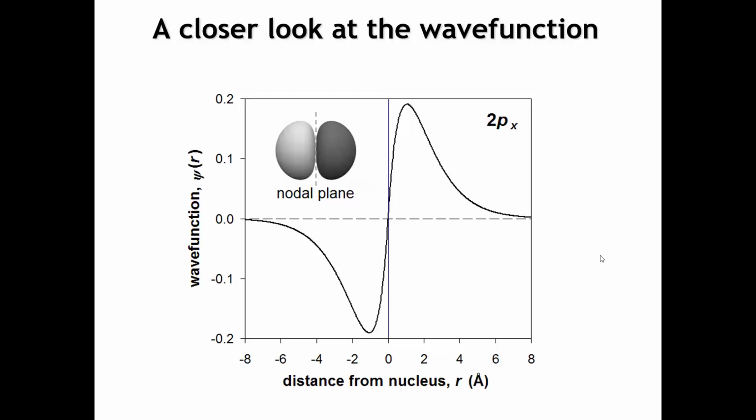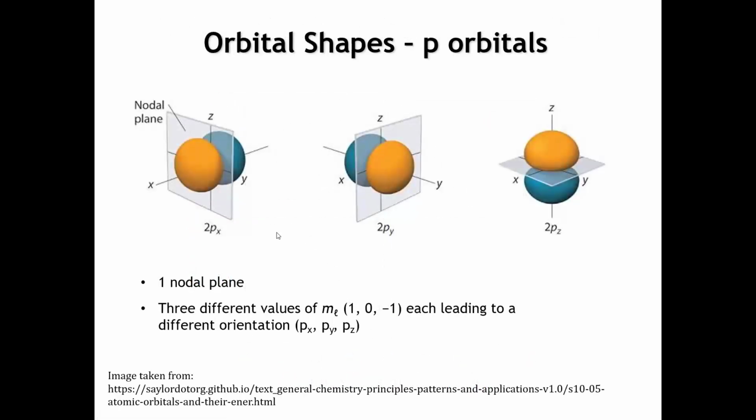Here I'm plotting the wave function for a 2px orbital along the x-axis. Far away from the nucleus, the wave function goes to a very small value. Then as we come close to the nucleus, the wave function peaks. And then, because there's a nodal plane perpendicular to the x-axis, it plummets, goes through 0 right at the nucleus, and then the wave function becomes negative.